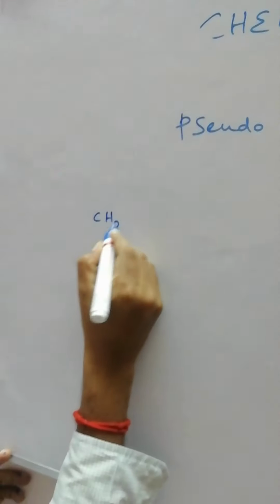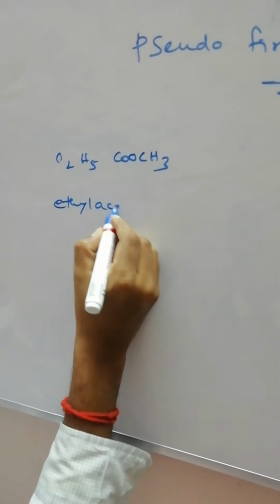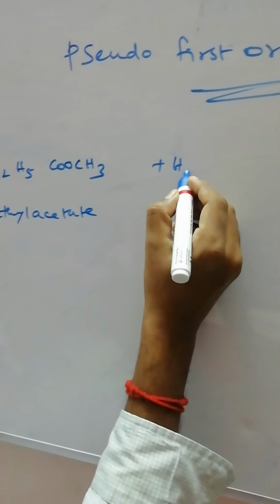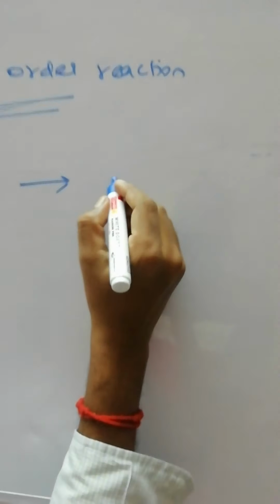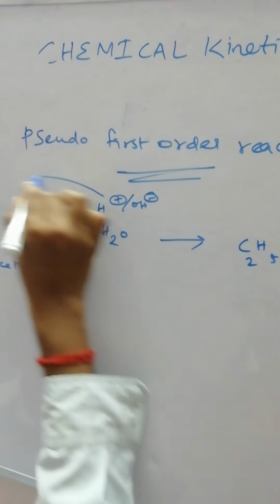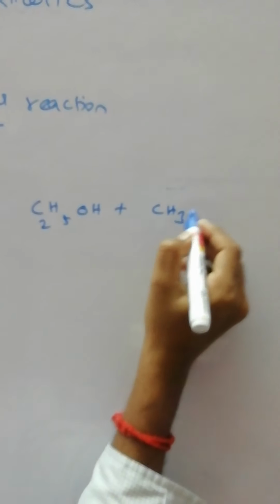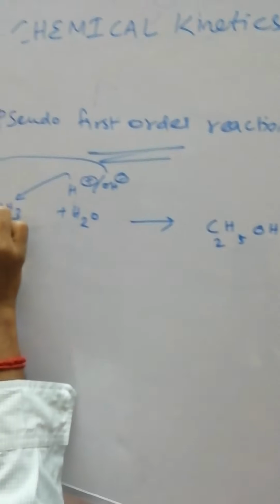Let us take a reaction between ethyl acetate, CH3COOC2H5, plus water, which gives C2H5 plus OH, converted as H plus and OH minus. The H is reacting here, so you will get CH3COOH, and the OH is reacting here, so you will get C2H5OH.